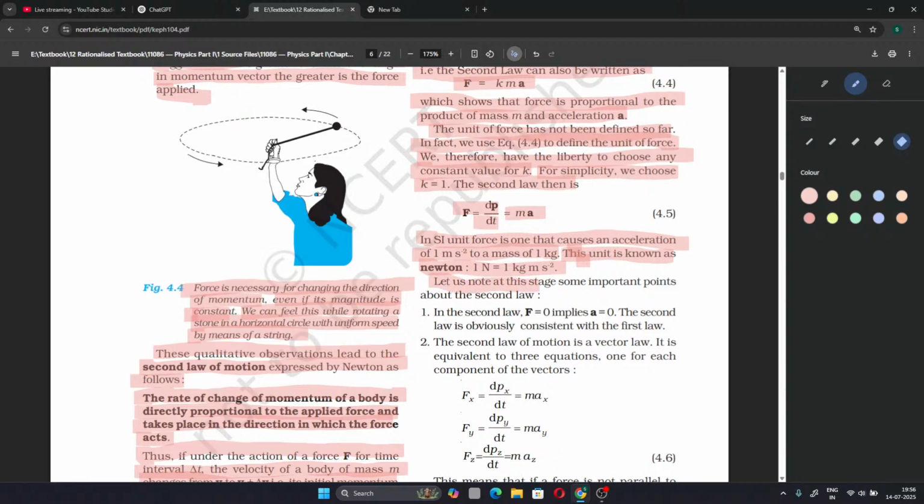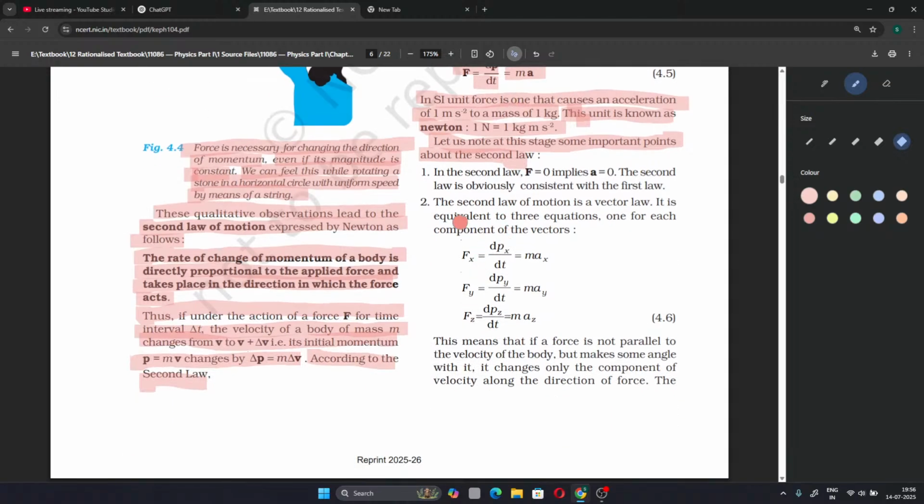Let us note at this stage some important points about the second law. In the second law, force equals 0 implies acceleration equals 0. The second law is obviously consistent with the first law. We know that in the first law, inertia, where the net force equals 0, the acceleration of the body will always be 0. This is what happens.